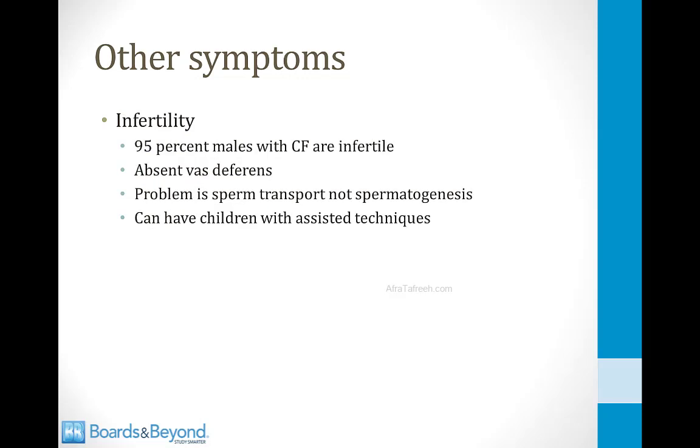About 95% of males with cystic fibrosis are infertile, and it's important, especially for Step 1, that you know the mechanism of this. This is because they have an absent vas deferens. We don't know exactly why this happens, but we believe the CFTR protein is important in development of the vas deferens in the fetus. So it fails to develop, and recall that the vas deferens is what carries sperm from the testes to the penis. So these children have a problem with sperm transport, not spermatogenesis. And when they get older, they can have children with assisted techniques because the sperm are being developed.